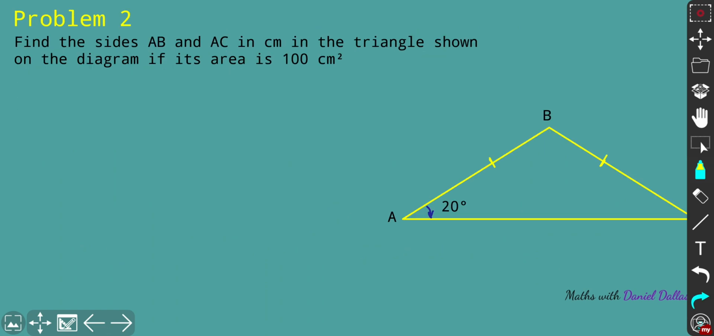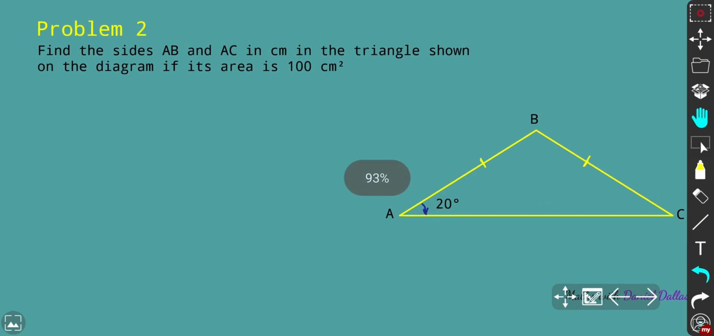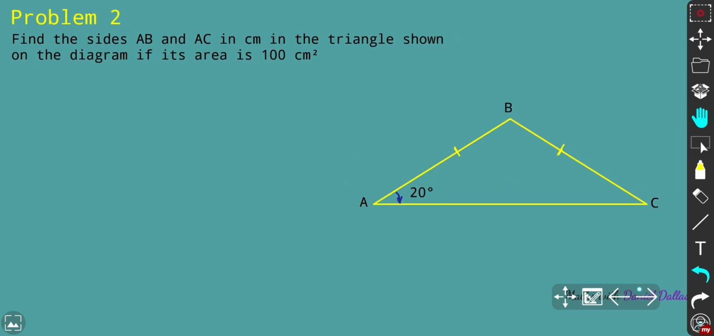Alright, so we just go on to problem 2. Here is problem 2. I'll just squeeze it for a while and set it aside here. Okay, pause the video, try to do it on your own as always, and let's see how it can be solved. So you need to find sides AB and AC, so basically the lateral sides and the base.